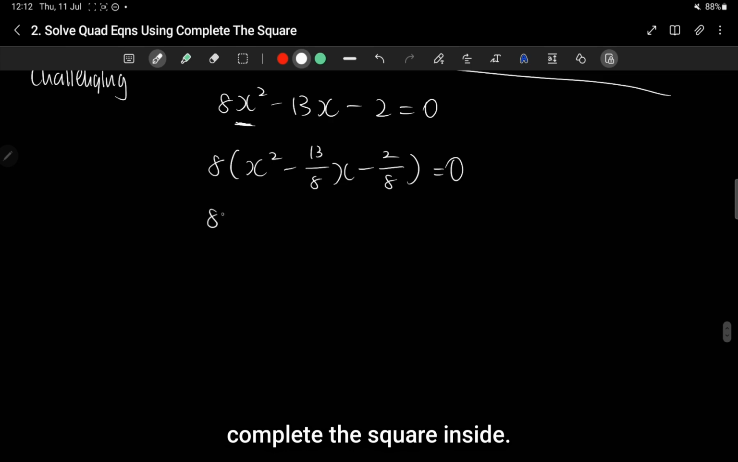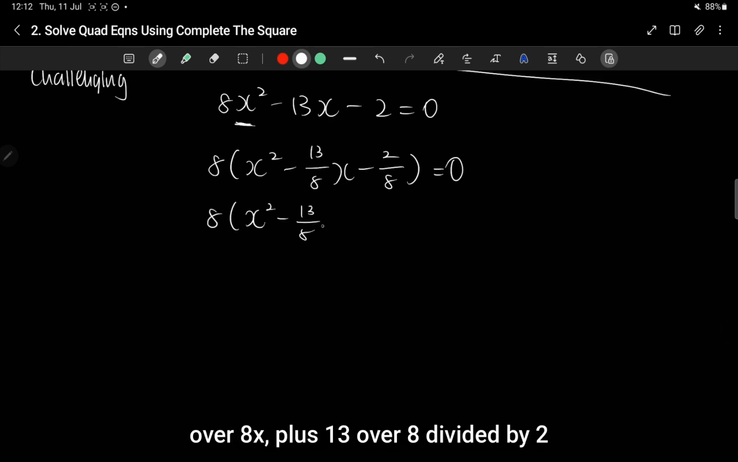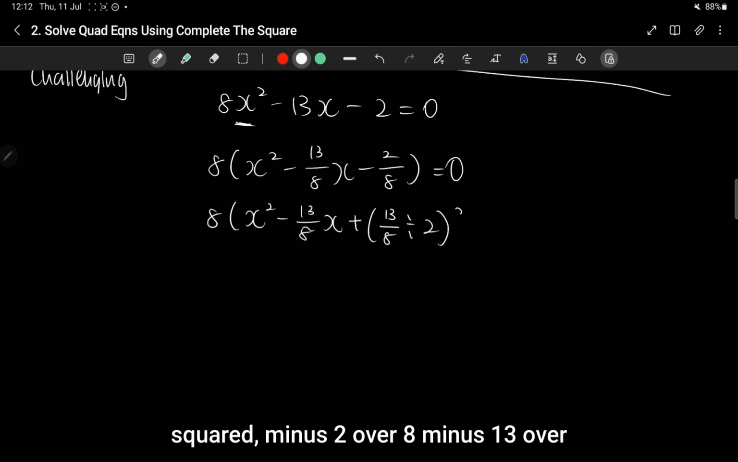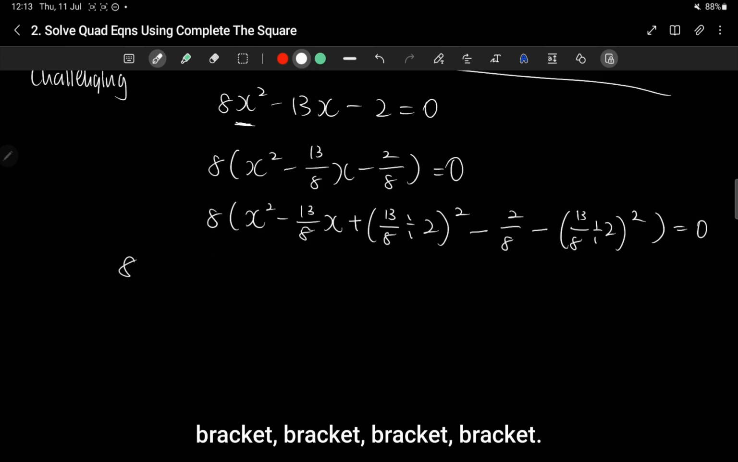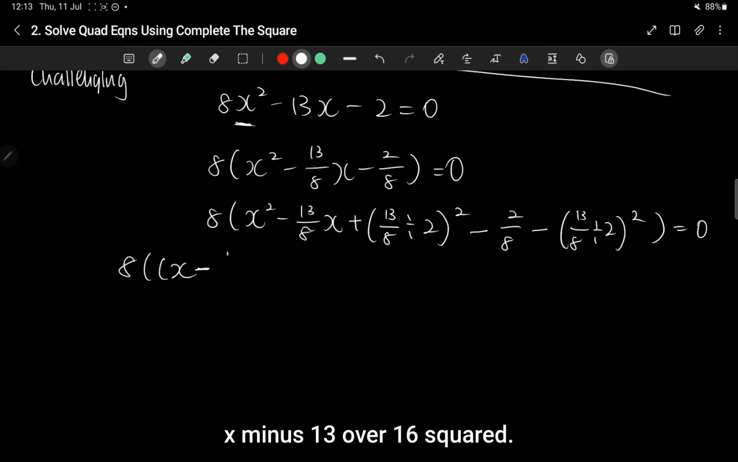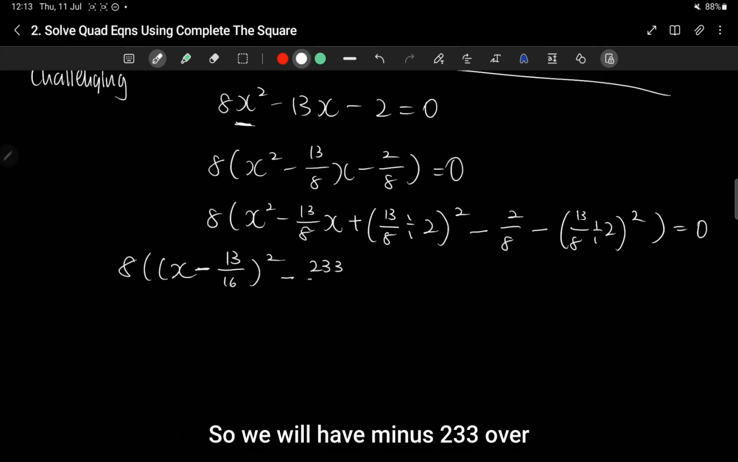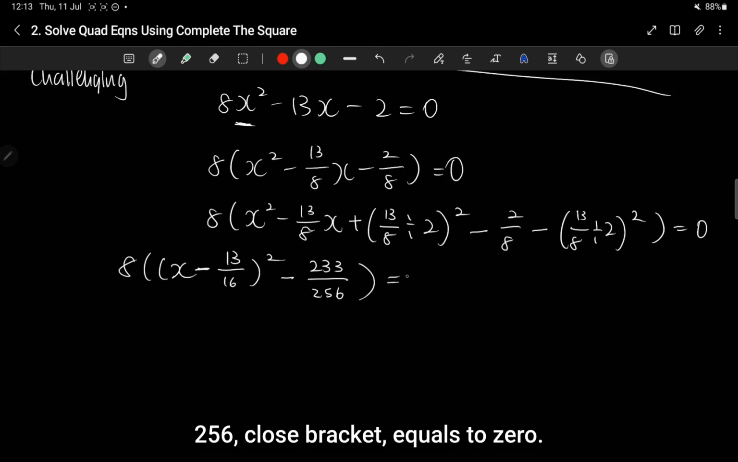The next thing to do is to complete the square inside. So you have x squared minus 13 over 8 x plus 13 over 8 divided by 2 squared, minus 2 over 8 minus 13 over 8 divided by 2 squared equals 0. And from here, we will have 8 bracket x minus 13 over 16 squared. And on the other hand, for all the constants, we will just need to expand them. So we will have minus 233 over 256 close bracket equals 0.